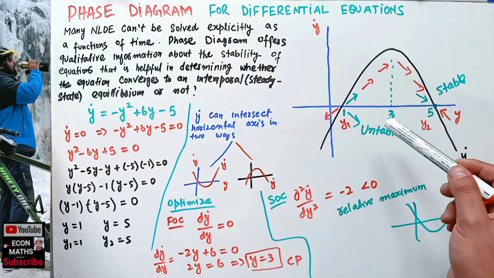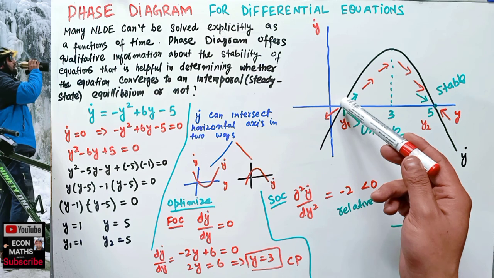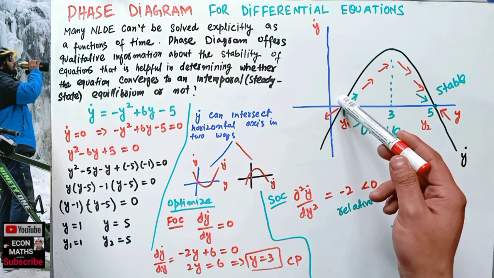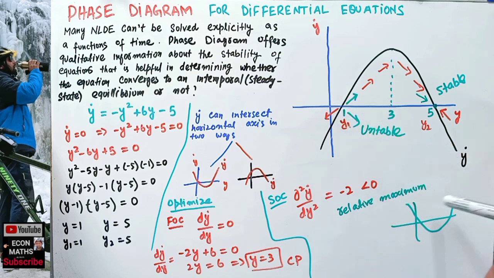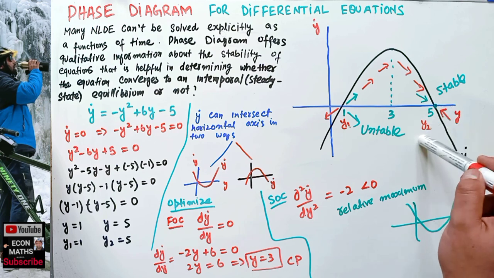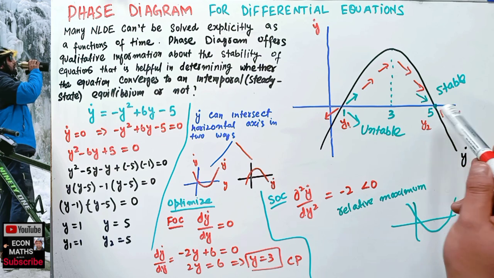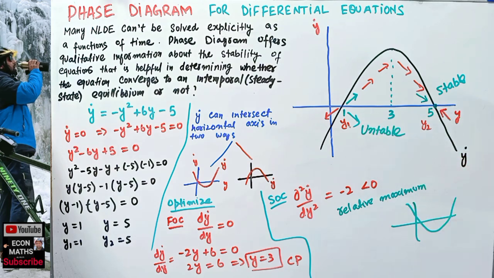Now if the arrows are deviating from each other, as we can see at this point, then y1 cannot be a stable equilibrium. And if the arrows of motion point towards each other, then this point y2 equal to 5 will be the stable equilibrium. I hope I made myself clear in this video.